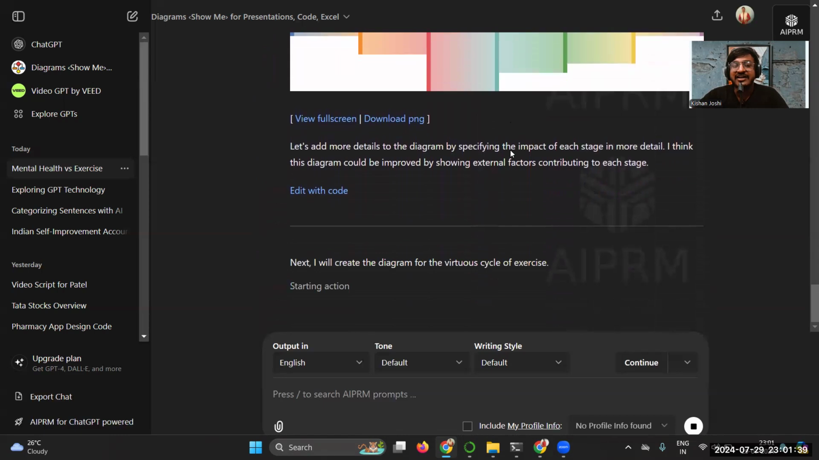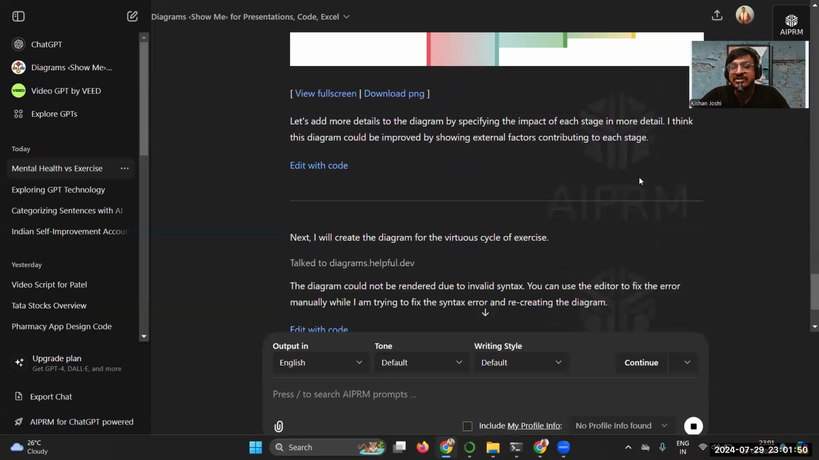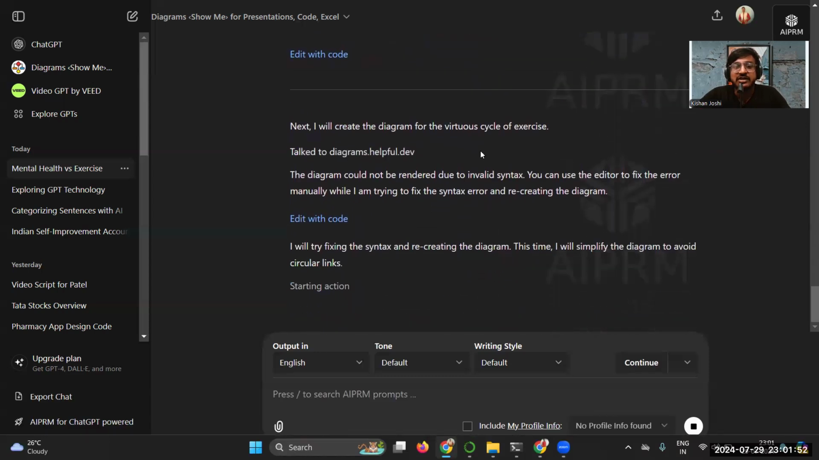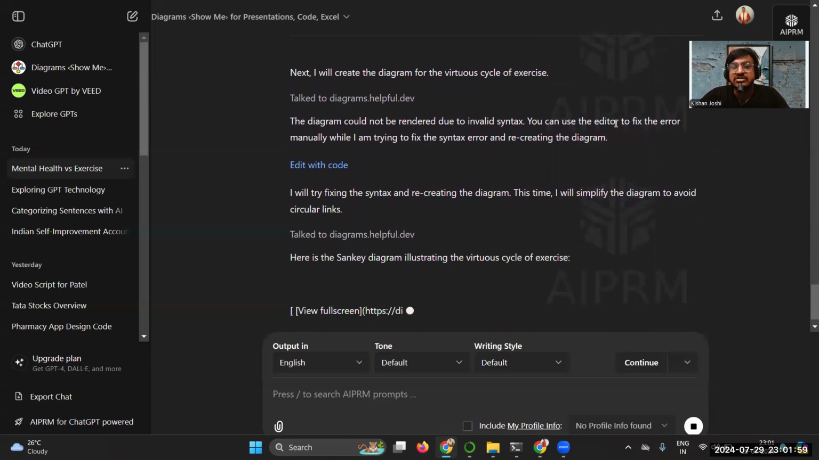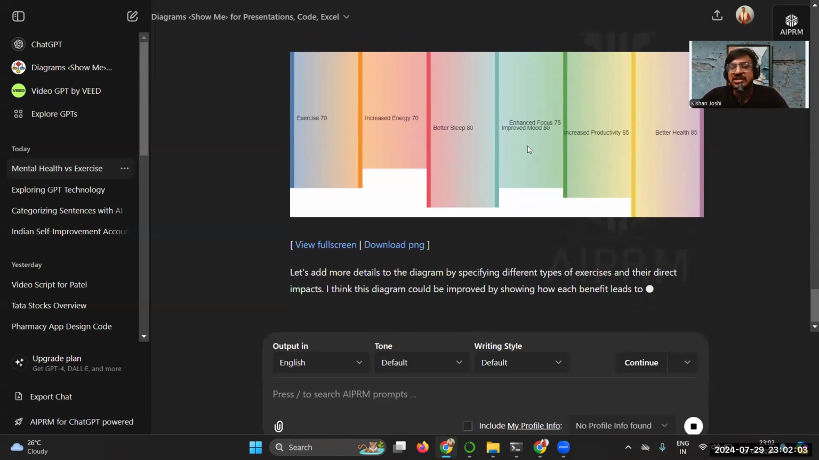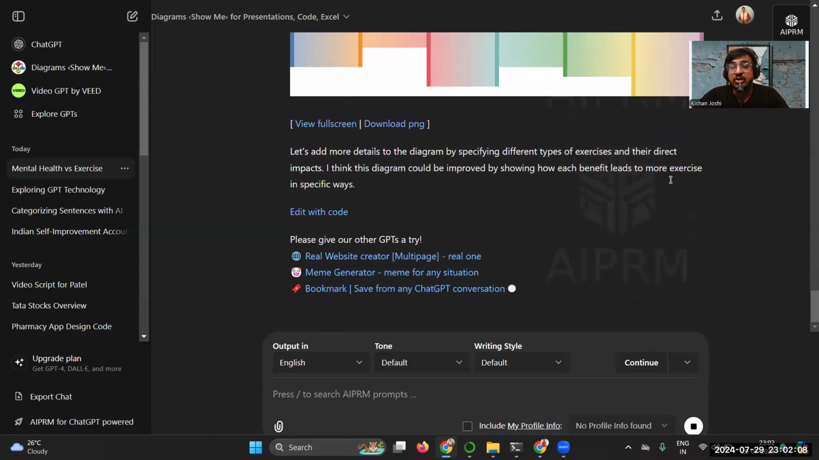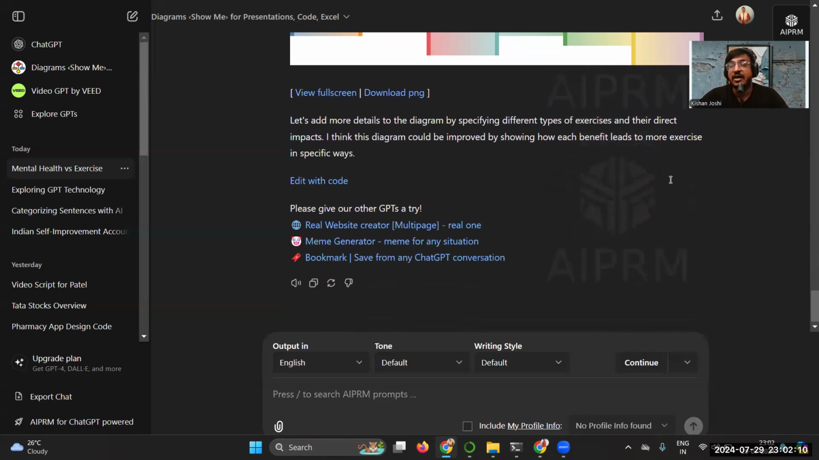Yeah, the great diagram is here. Stress 60%, anxiety 70%, insomnia 90%, poor performance 80%, low self-esteem 75%, depression 60%. Next, we'll create a diagram for the virtuous cycle of exercise. The diagram could not be rendered due to invalid syntax. You can also exercise 70%. So this diagram is showing this; in this particular way, we can generate the diagram.